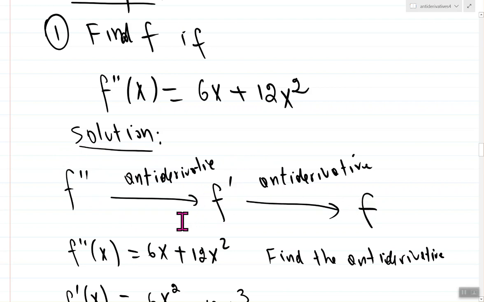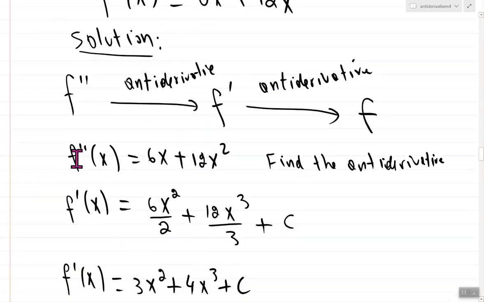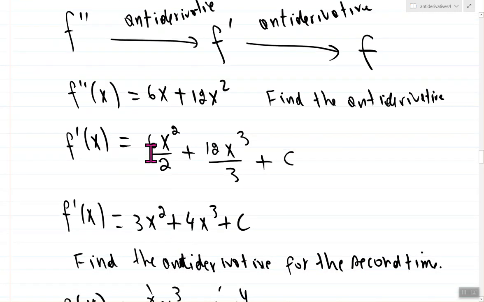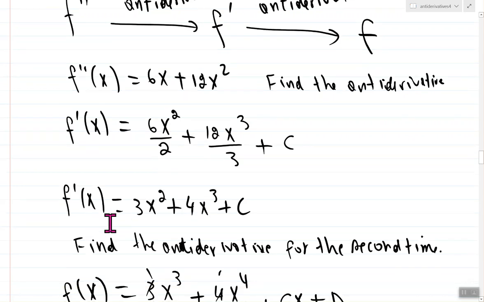Let's do it. We start with f double prime of x is 6x plus 12x squared. We find its antiderivative, which gives us f prime of x. We find the antiderivative of each term. The antiderivative of 6x is 6x squared over 2, plus the antiderivative of 12x squared, which is 12x cubed over 3, plus c. Simplifying, 6 divided by 2 gives us 3, and 12 divided by 3 gives us 4. So f prime of x is 3x squared plus 4x cubed plus c.